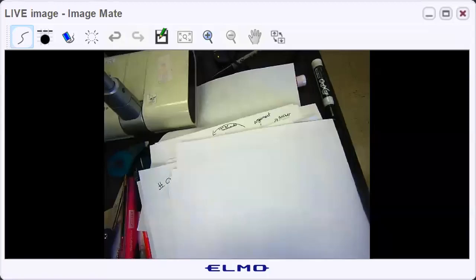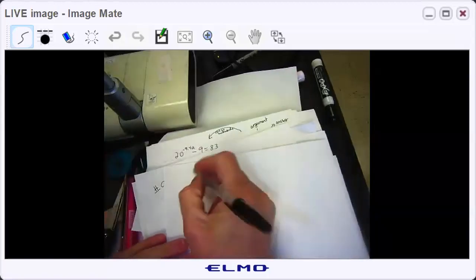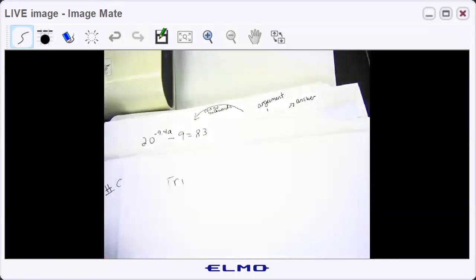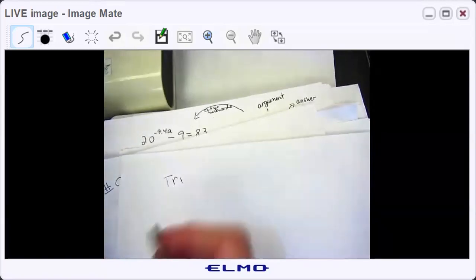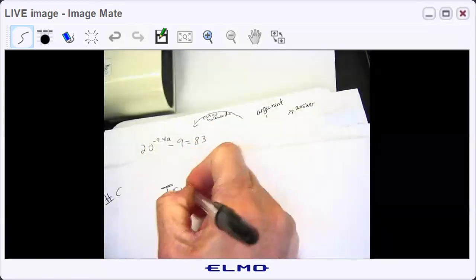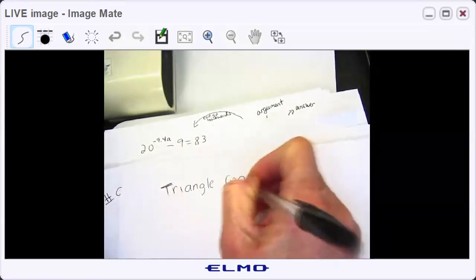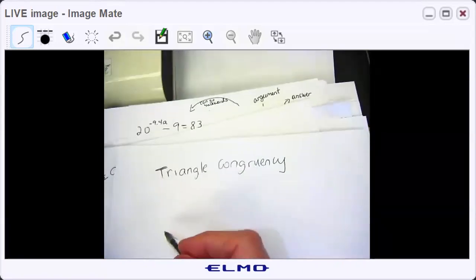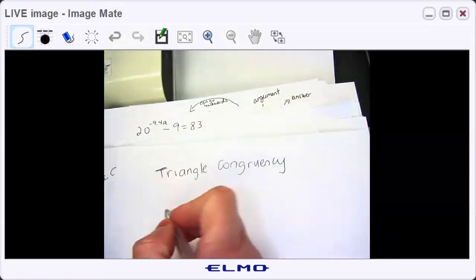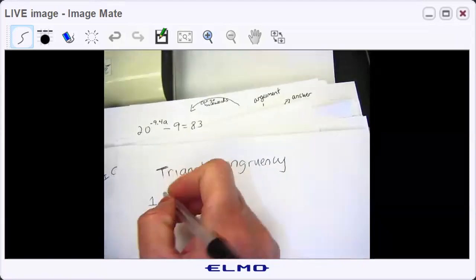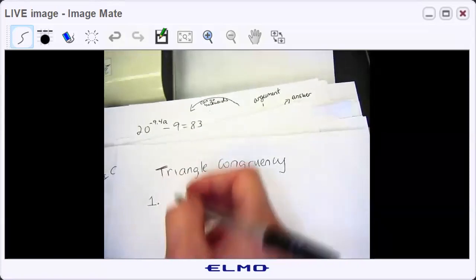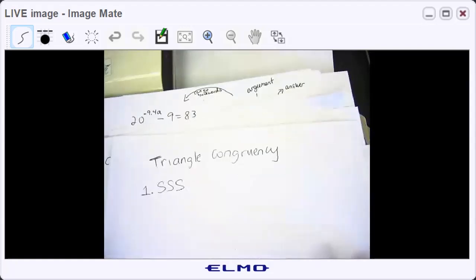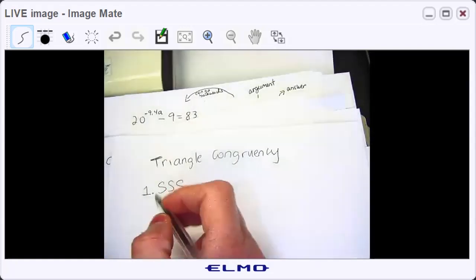So let me go ahead and first give you, let's title this, triangle congruency. And let me give you the list of the ones that do prove triangles are congruent. There are 4, and then one kind of exception. So one of them is side, side, side. If you can show that 3 sides of one triangle are congruent to 3 sides of another, then you can say, yes, they're congruent.